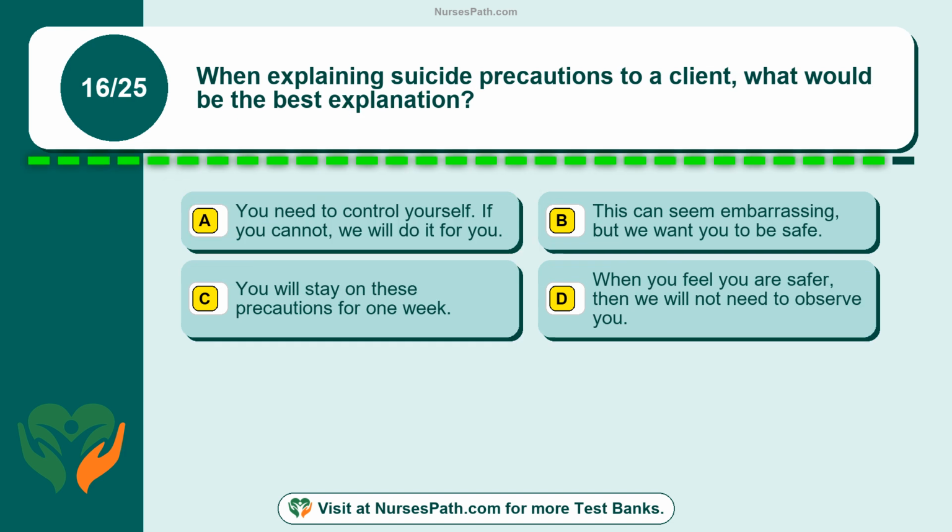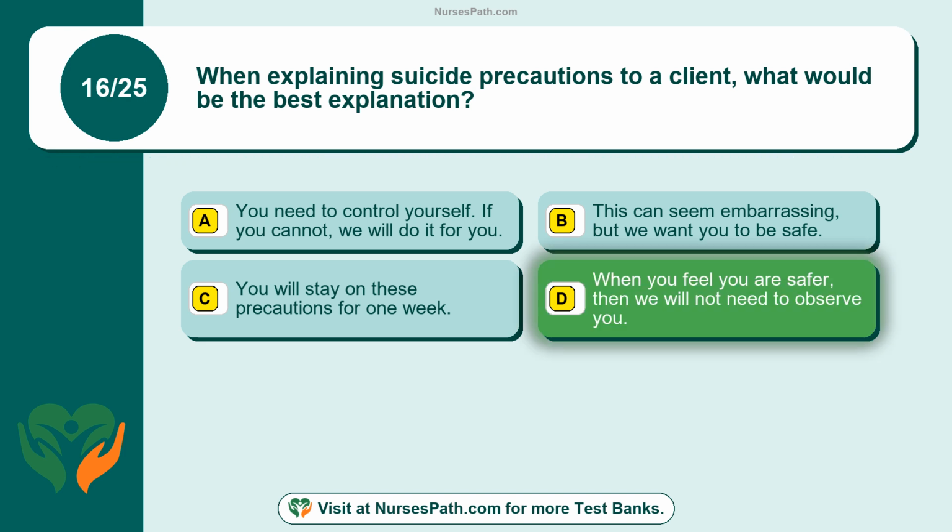Question 16. When explaining suicide precautions to a client, what would be the best explanation? Option A. You need to control yourself. If you cannot, we will do it for you. Option B. This can seem embarrassing, but we want you to be safe. Option C. You will stay on these precautions for 1 week. Option D. When you feel you are safer, then we will not need to observe you.